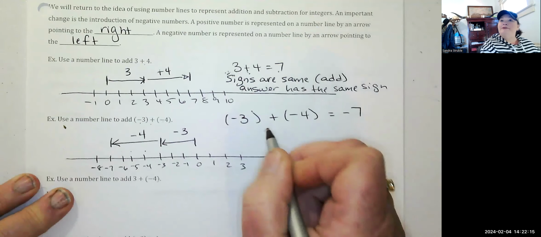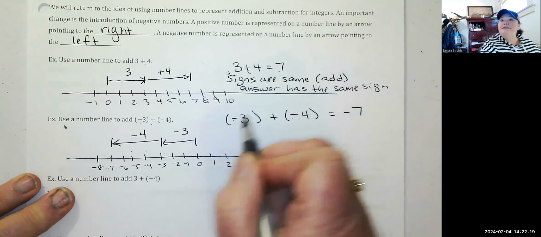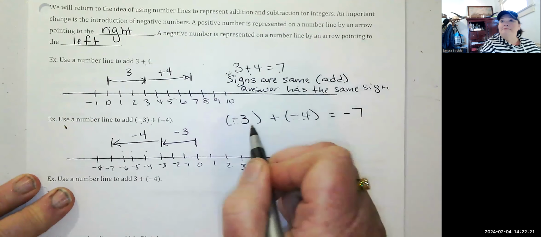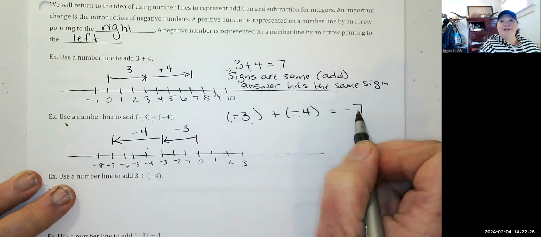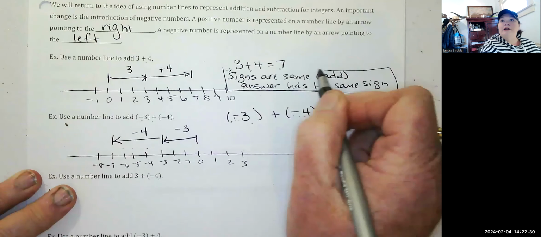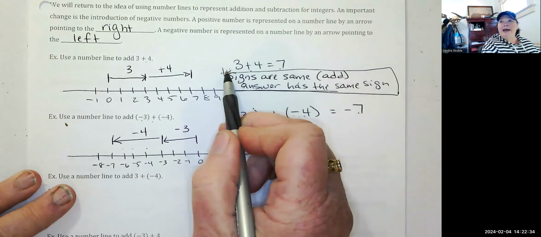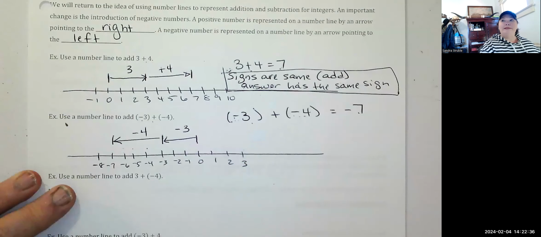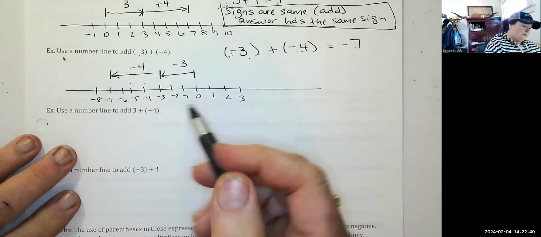The same thing goes for down here. The signs are both negative. If the signs are the same, we add them, and the answer has the same sign. That's what just happened. This is your cue. This is what I think about whenever I see this. I say, oh, the signs are the same. I'm going to add them, and I know my answer is going to have the same sign. That's how I view these. Let's go to the next one.